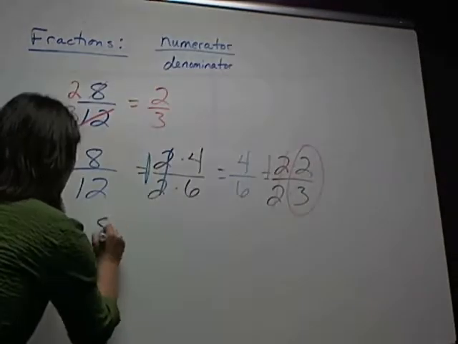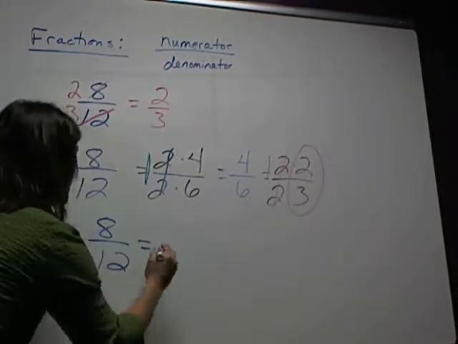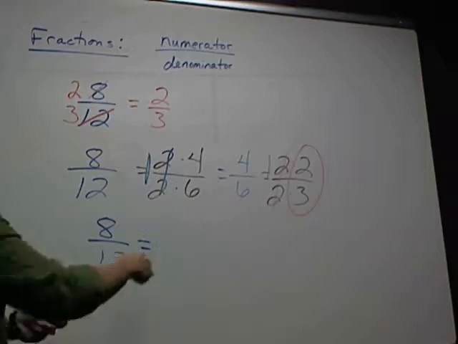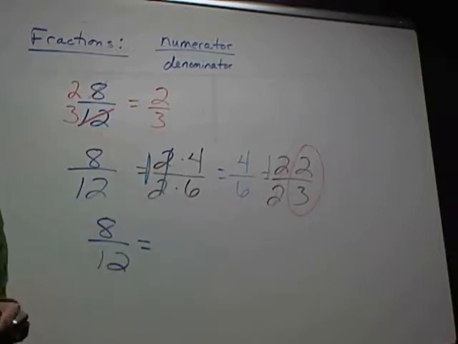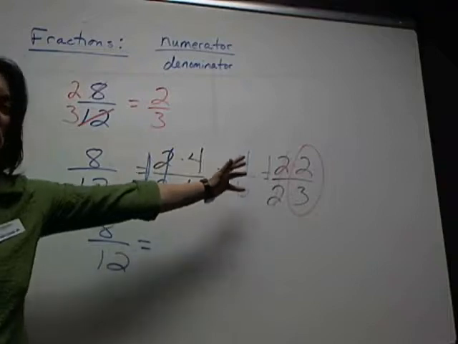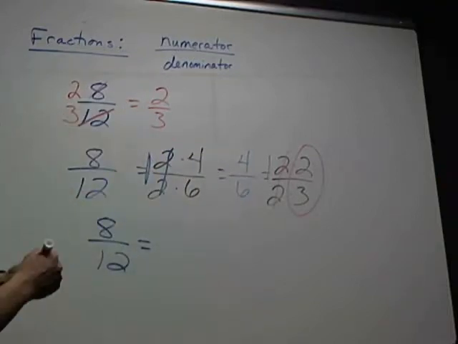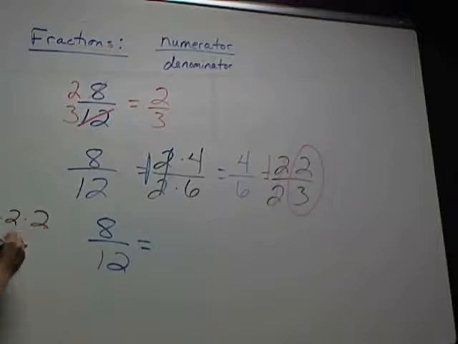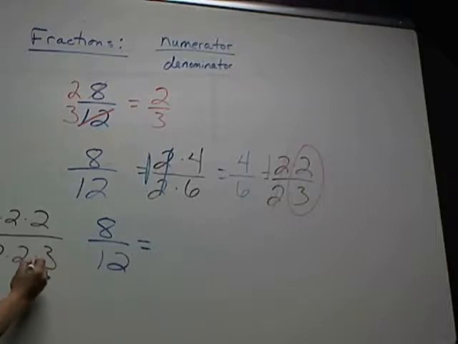Well, we had our 8/12, but when we rewrote it, we didn't use all of our factors here. We just chose one of our groups. A way of getting around that is we either want to write out the prime factorizations. So that means the 8 we want to write as 2 times 2 times 2, and the 12 we'd want to write as 2 times 2 times 3. And then you can see all the pairs that match on top and bottom.